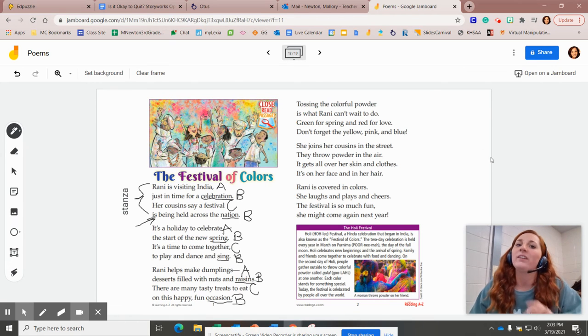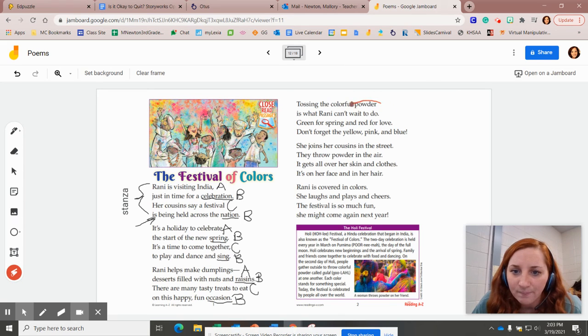We have 3 more stanzas to go. Tossing the colorful powder is what Rainy can't wait to do. Green for spring and red for love. Don't forget the yellow, pink, and blue. Okay, so our words that we're going to look at are the last words of the line.